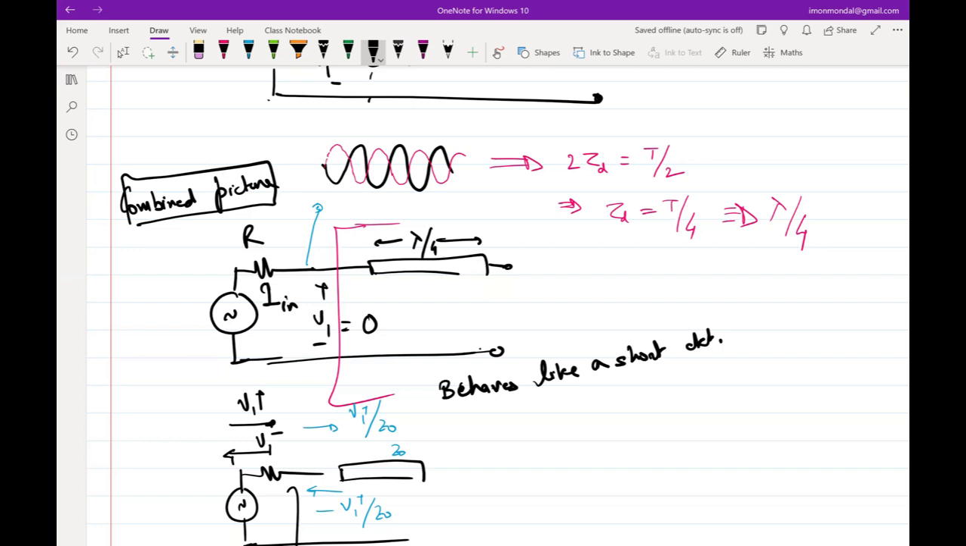If you want to go to 30 gig, 60 gig, 100 gig, it is very convenient to use lambda by 4 transmission lines because they are very manageable dimensions. But if you go even higher, let's say terahertz, then it becomes a problem because everything becomes a transmission line. So maybe you don't want transmission line effects, but it will become a transmission line. Okay, fine.